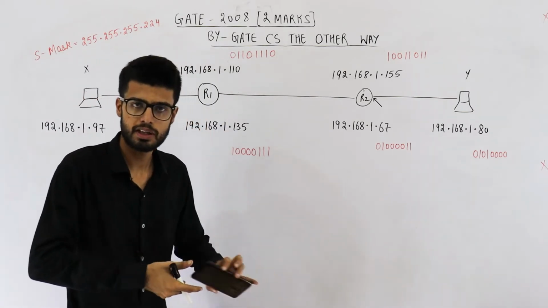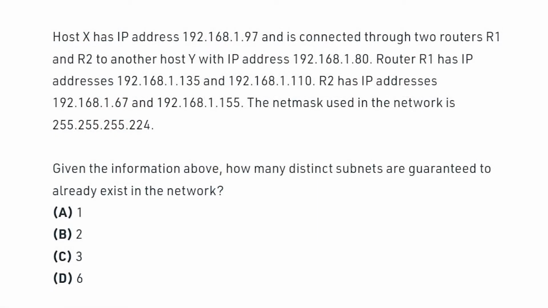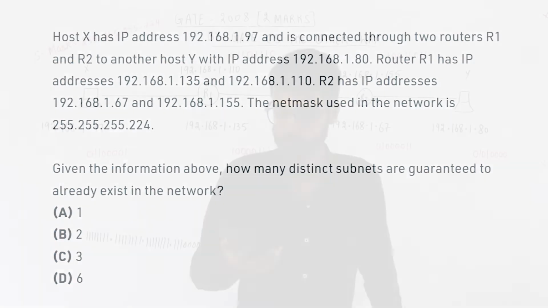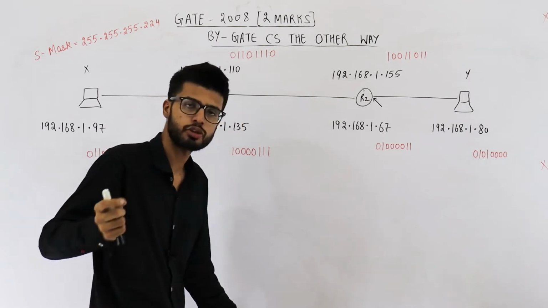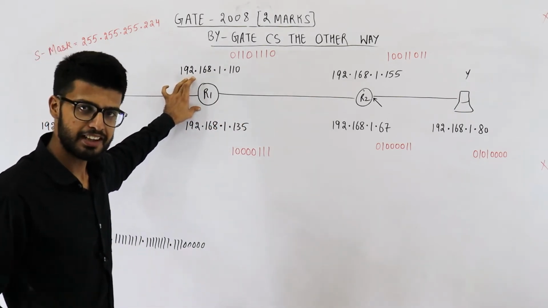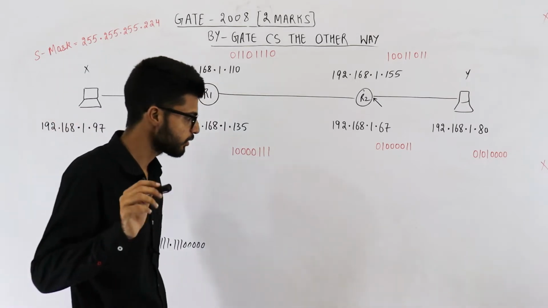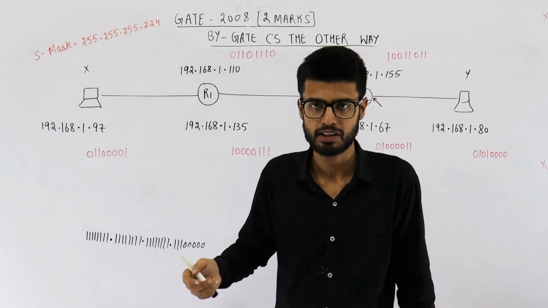Now I am going to read part 1. Part 1 says, given the information above, how many distinct subnets are guaranteed to already exist in the network? So we need to find how many subnets are surely there. First thing is, do routers get IP address? Yes, routers will have an IP address and generally routers get more than one IP address.